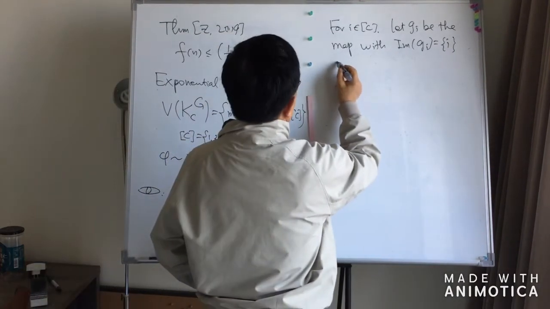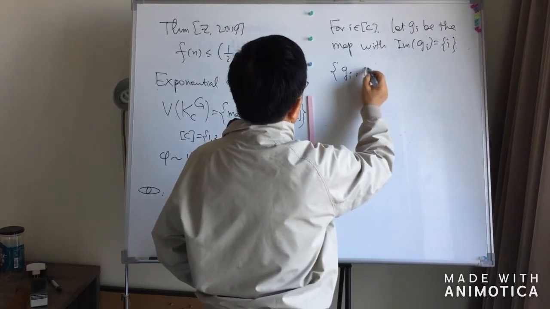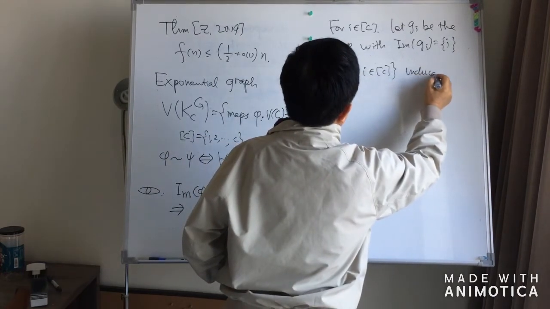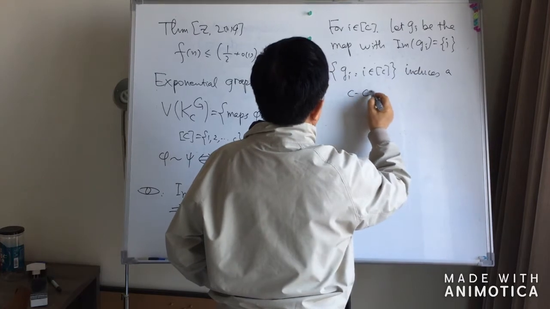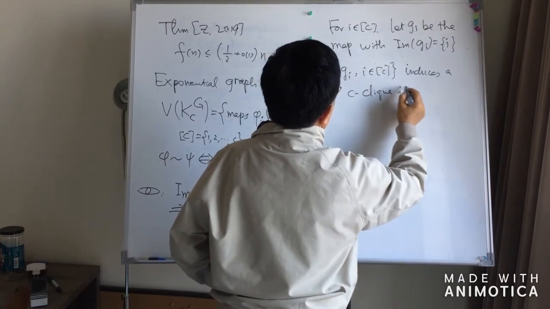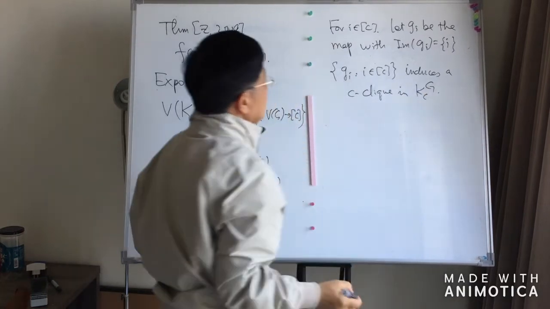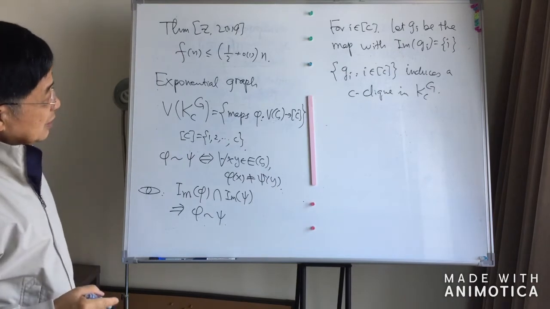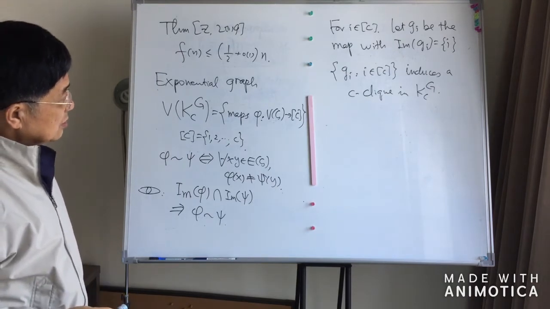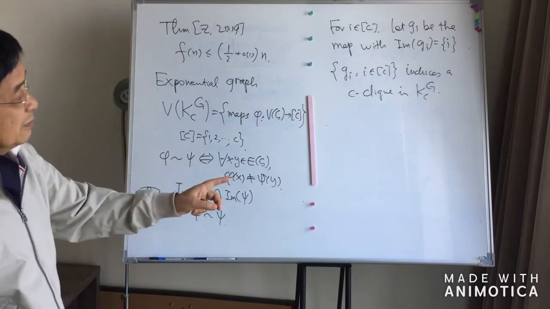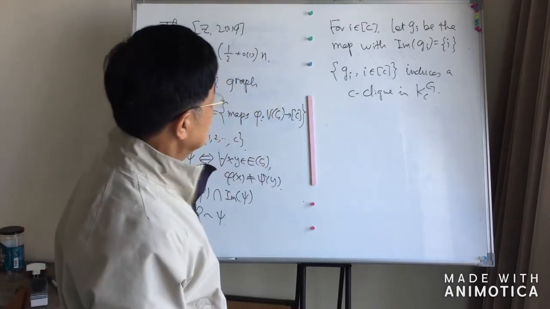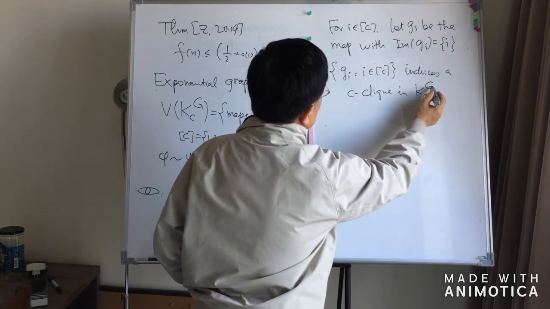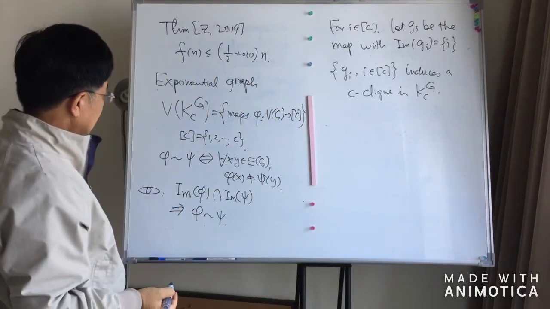Then this set, {G_i : i belongs to C}, induces a clique in this graph, right? Because for any i different from j, the image of G_i and G_j are disjoint, so they are adjacent, so therefore it induces a clique. In particular, this graph has chromatic number at least C. Right? So maybe I write it down: for any graph G, for any C, the chromatic number is at least C.